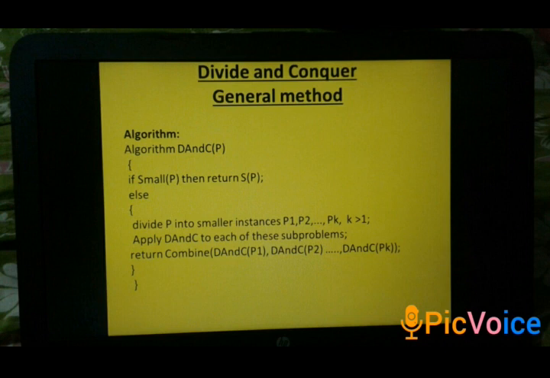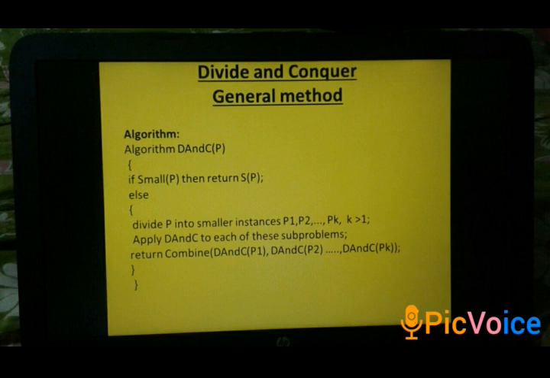Else, open brace, divide P into smaller instances P1, P2, etc., up to Pk. If the problem is large, then it should be divided into smaller subproblems P1, P2, P3, up to Pk, and the k value should be greater than 1. So there should be many smaller instances, more than 1. Apply the divide and conquer strategy to each of these subproblems. Then the subproblem is divided into further subproblems and this strategy is applied again.